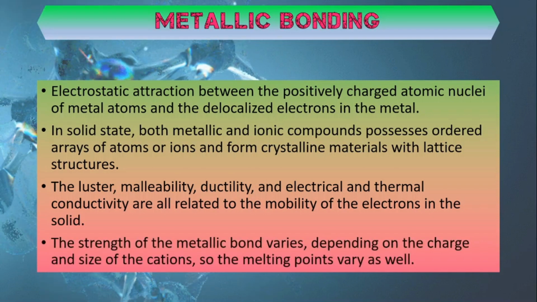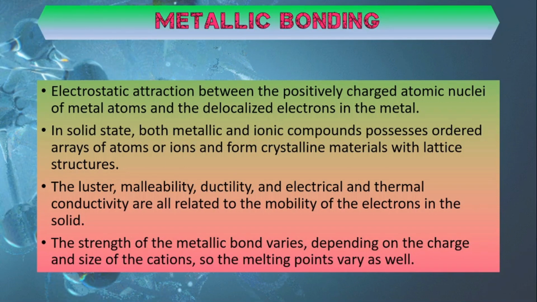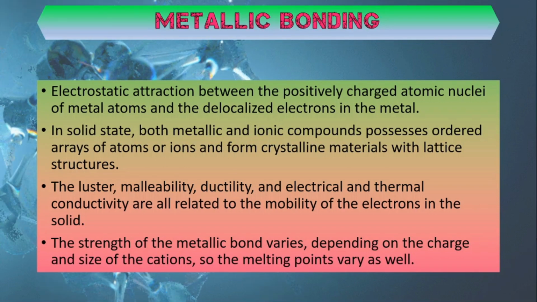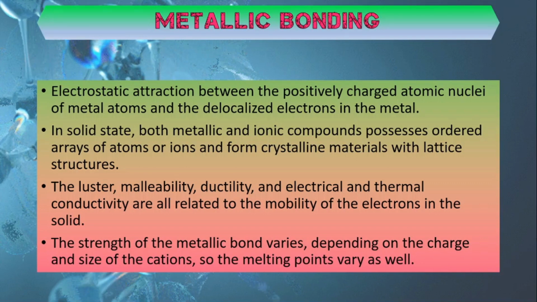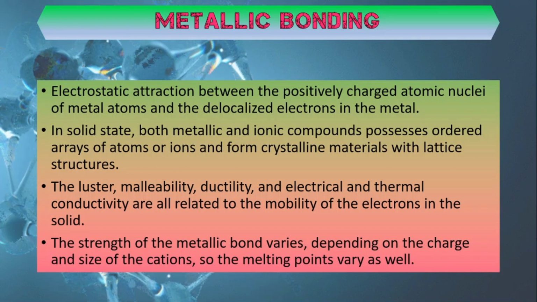The strength of the metallic bond varies depending on the charge and size of the cations. So, the melting points of the metallic compounds may also vary.